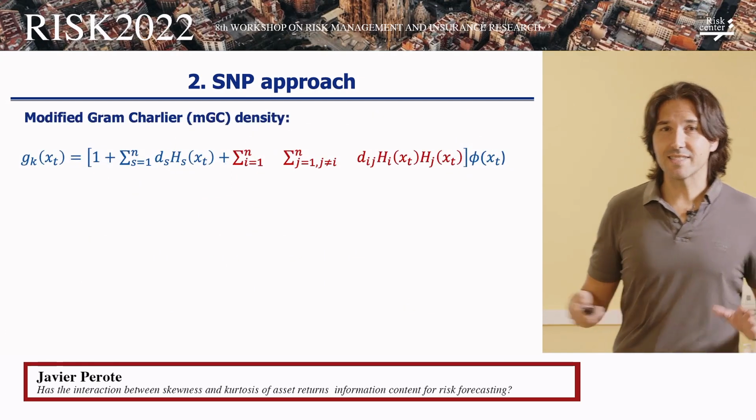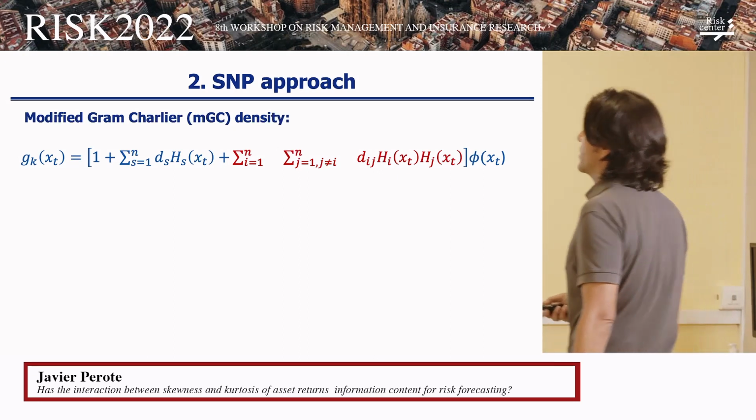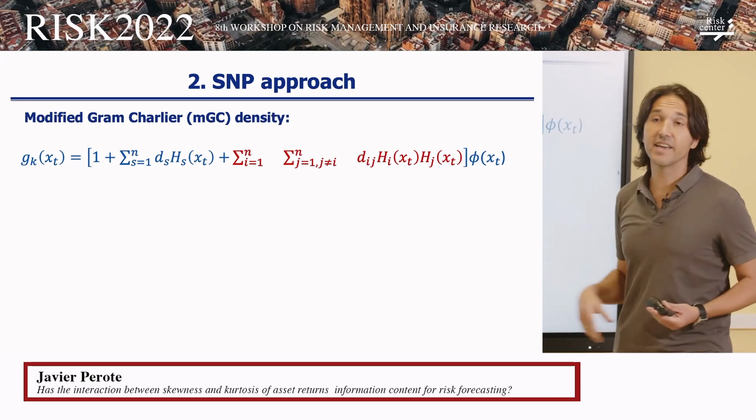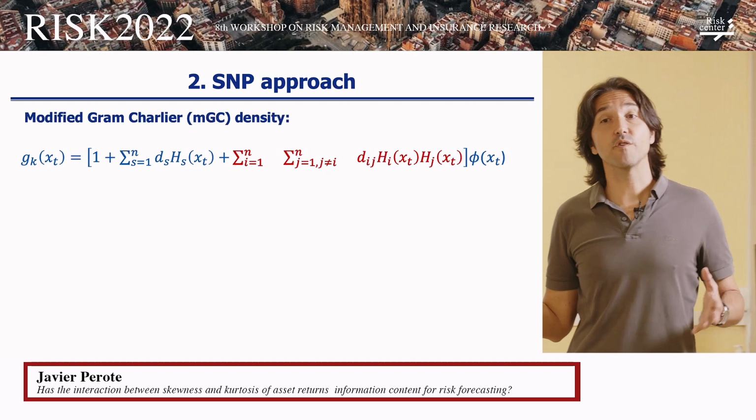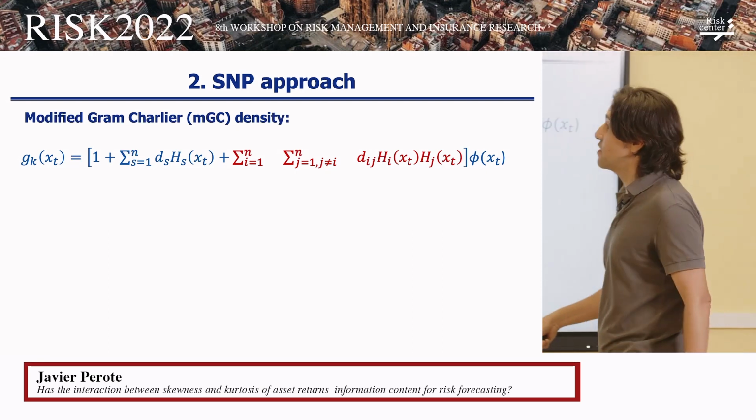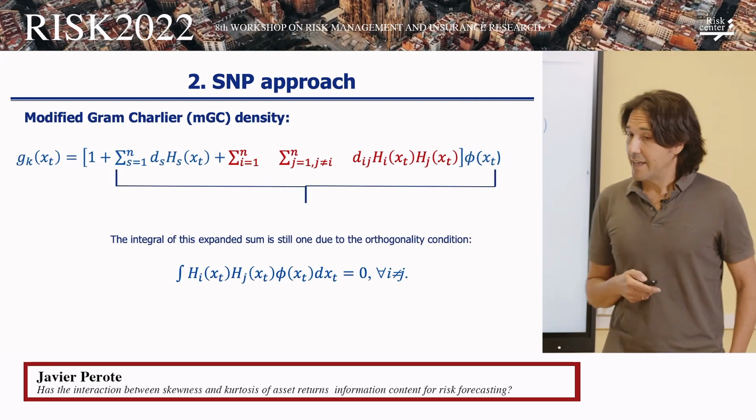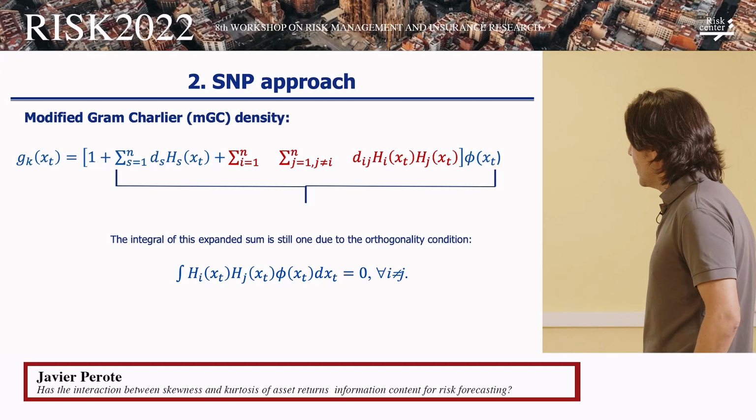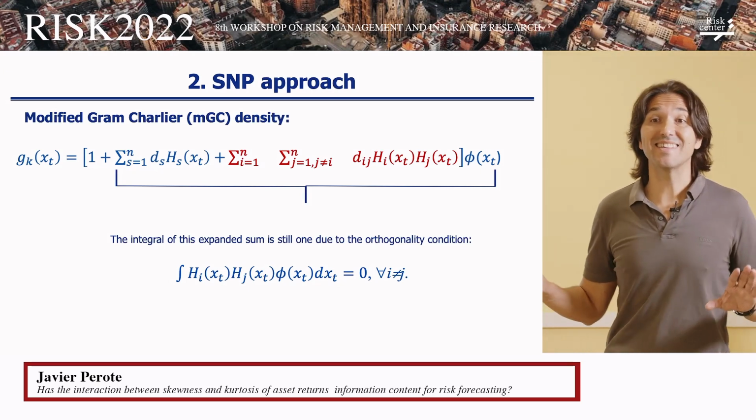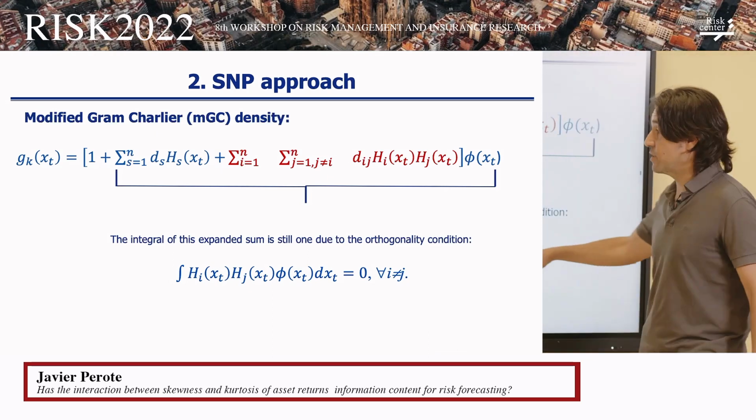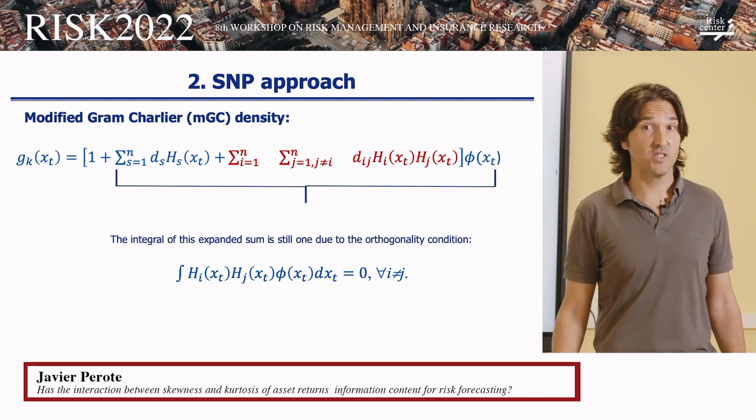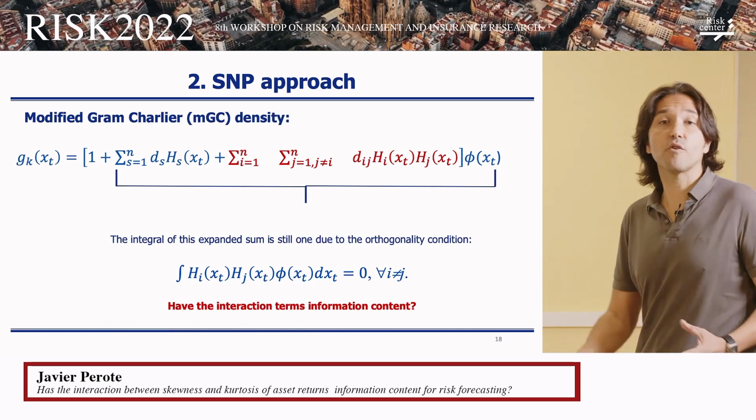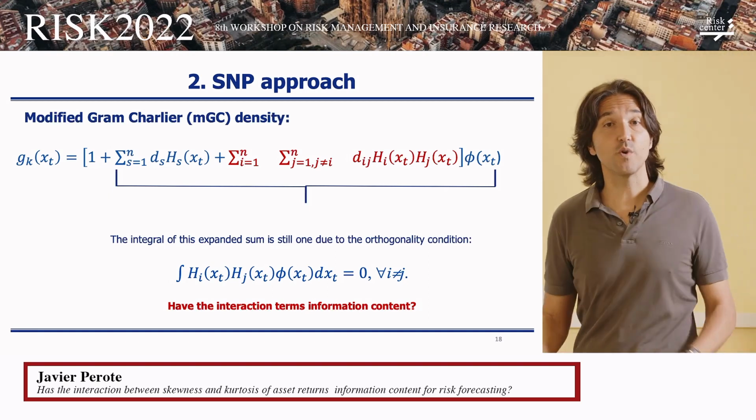In this paper, we modify this standard Gram-Charlier distribution by adding all these terms that are just the cross products between the Hermite polynomials multiplied by some terms, d_ij. We argue that these parameters should be capturing the interaction between the moments. And what happens if we introduce all this new part to the semi-nonparametric density? Theoretically, the density still integrates to 1, in virtue of the orthogonality of the Hermite polynomials. But what is interesting is if this has some impact or some information content in terms of the risk measures that we are obtaining from this approach.